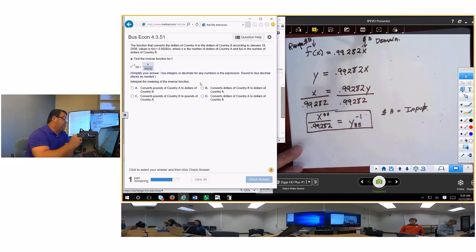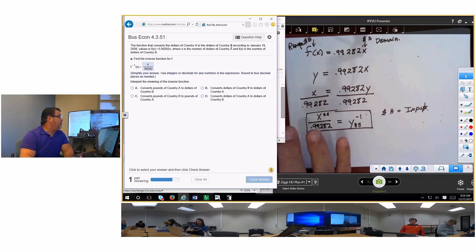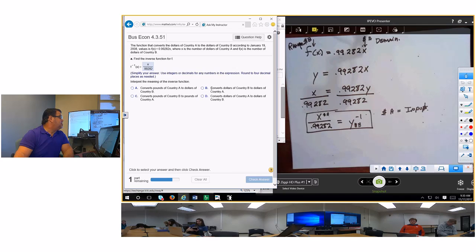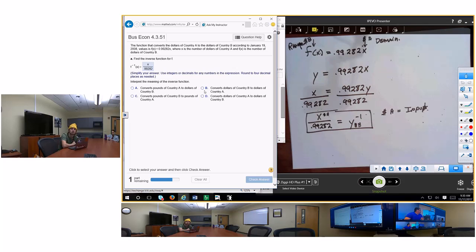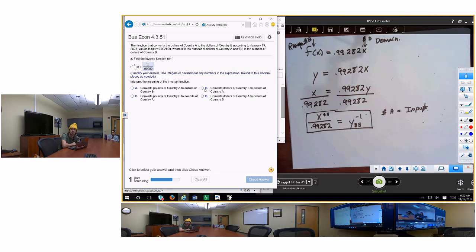Okay? Go back up to the top. Go up here and read what this one does. The function that converts dollars of country A to dollars of country B. So what will the inverse do? The opposite. Exact opposite. So you're converting the dollars of country B to the dollars of country A. So it's either going to be B or C. It's B to A. It's dollars in country B to dollars in country A. I'm almost positive. Yeah, that would be right.